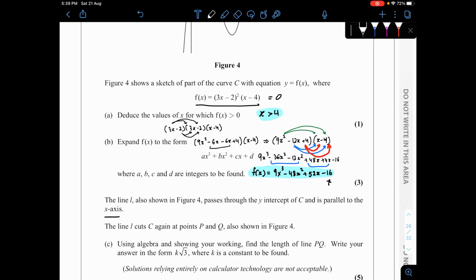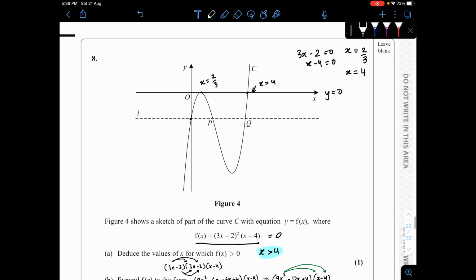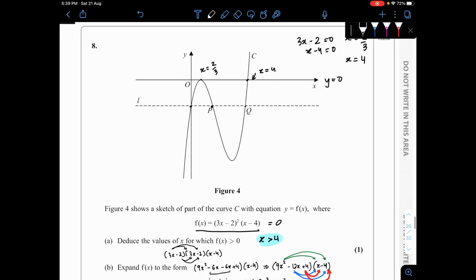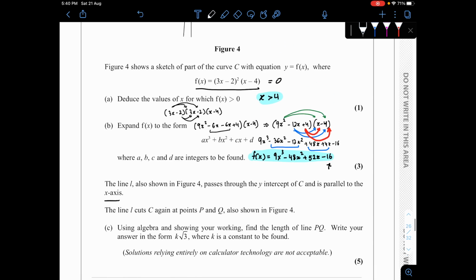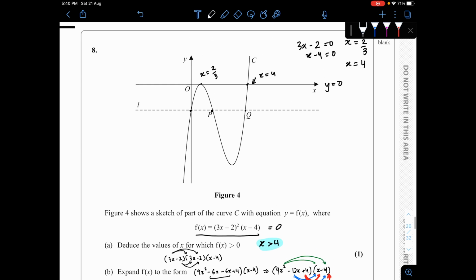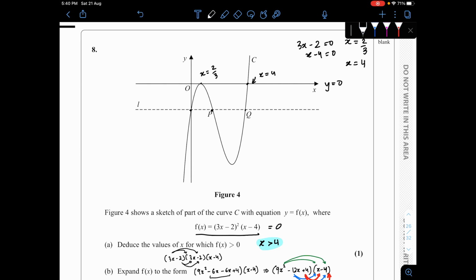The line cuts C again at points P and Q. Using algebra and showing your working, find the length of line PQ. Write your answer in the form k root 3, where k is a constant to be found. Alright, so what are we actually looking for here? We're looking for when f of x equals line L, right?